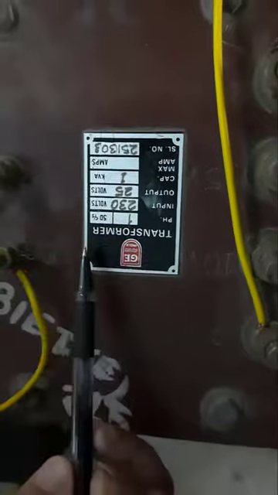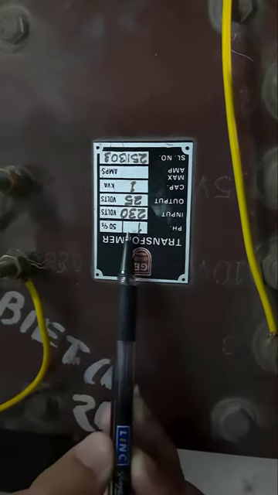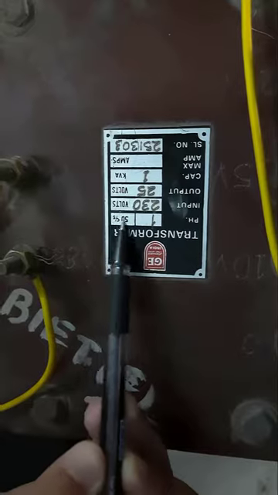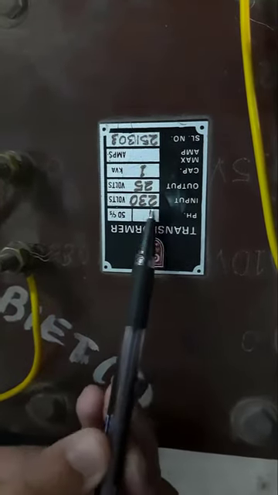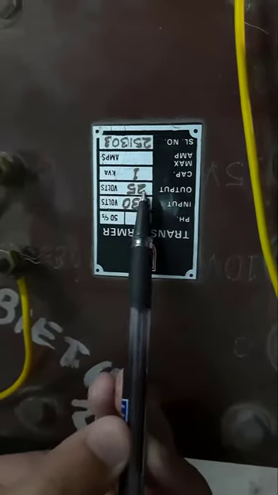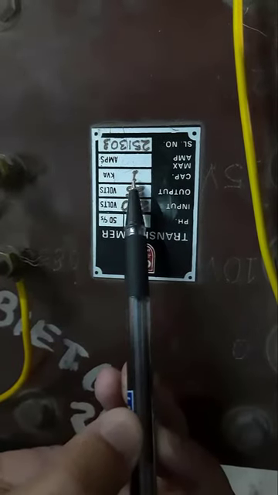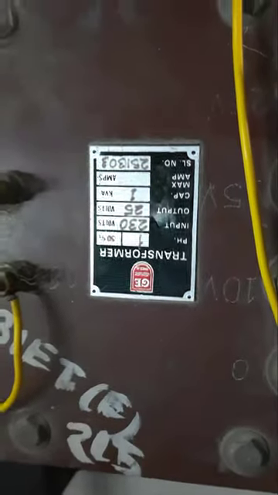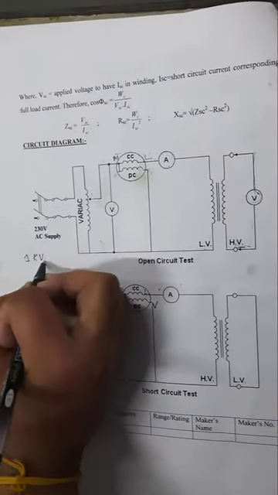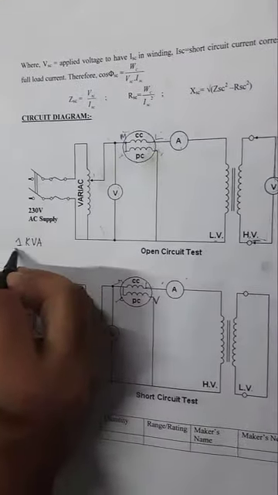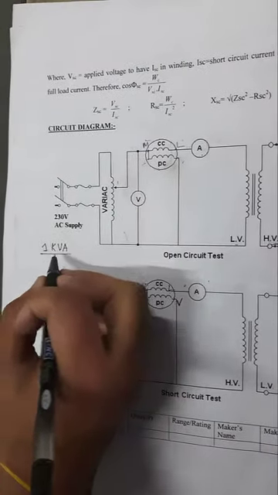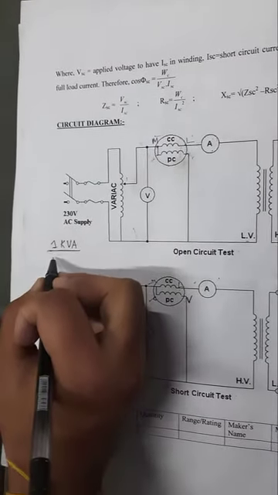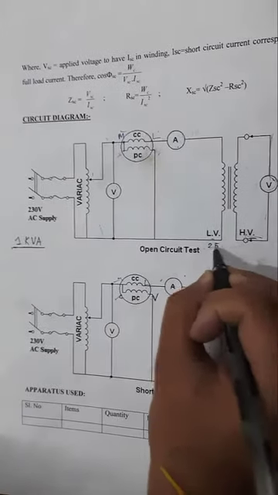We have performed the experiment on a single phase transformer. Frequency is 50 Hz, 50 cycles per second. Input is 230 volt, output is 25 volt. Capacity is 1 kilovolt ampere, 1 kVA. So from the kVA rating or capacity rating of the transformer divided by low voltage, which is 25 volt.